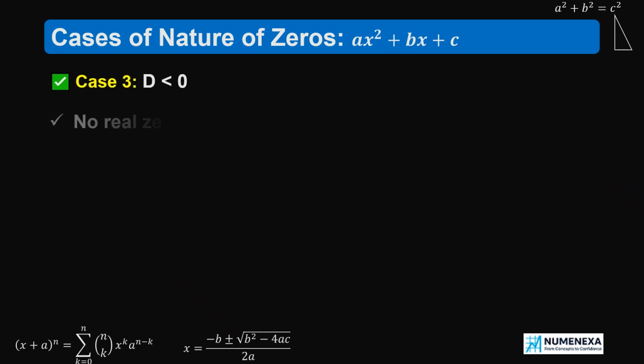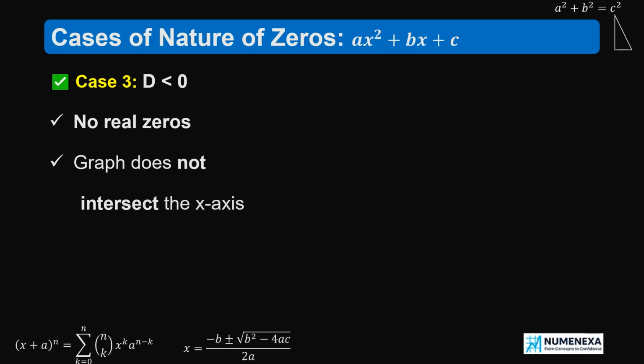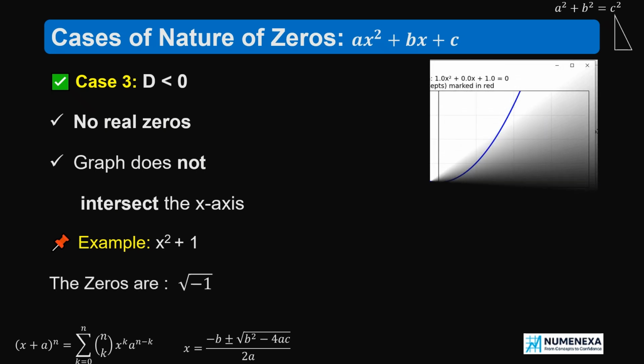Here is the third case, D less than 0, that is, D is negative. There is no real number for the square root of a negative number. Obviously here the graph does not touch or intersect the x-axis. Therefore we say the roots or zeros are not real.